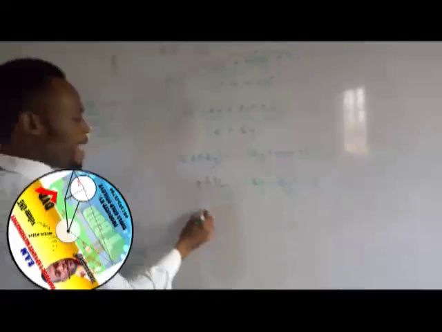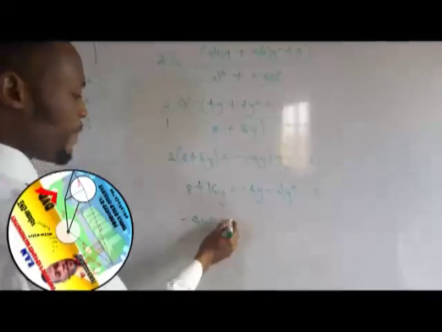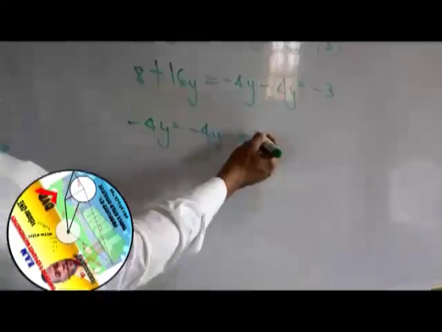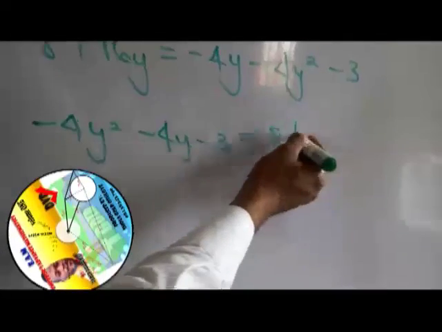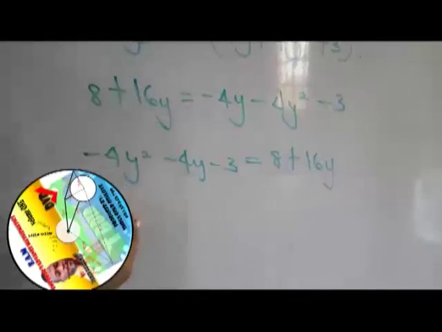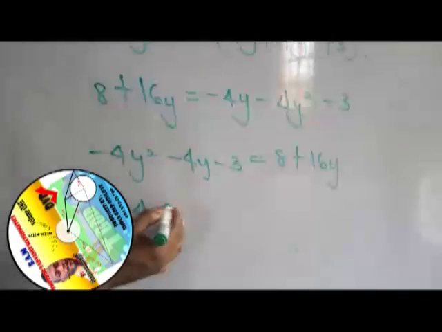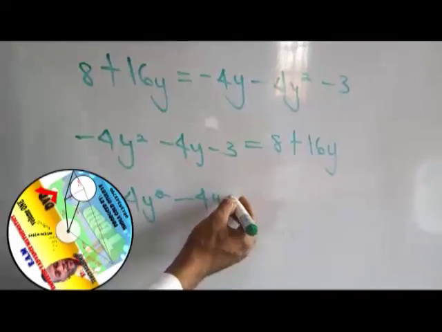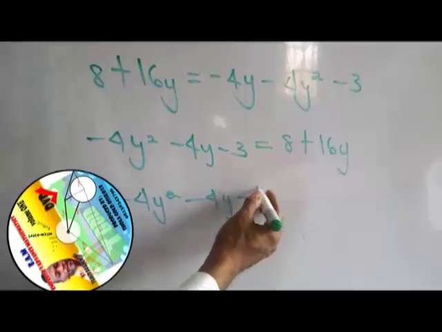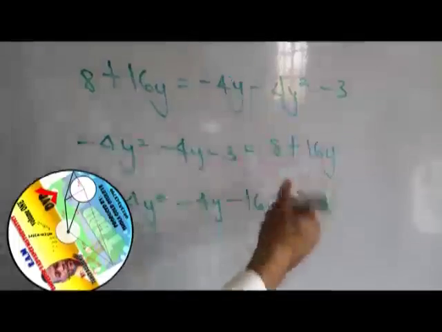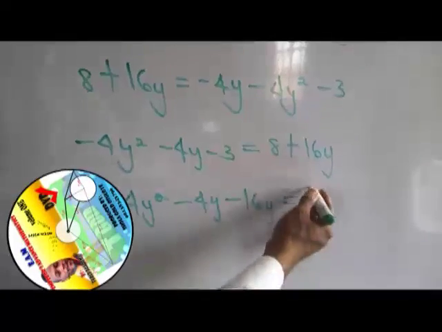That will be minus 4y squared minus 4y, minus 3 is going to be 8 plus 16y. I didn't change anything there. I only carried this one to this side and this one to this side just to ease my work. I'm going to be having minus 4y squared minus 4y, minus 16y when this one crosses, equal to 8.